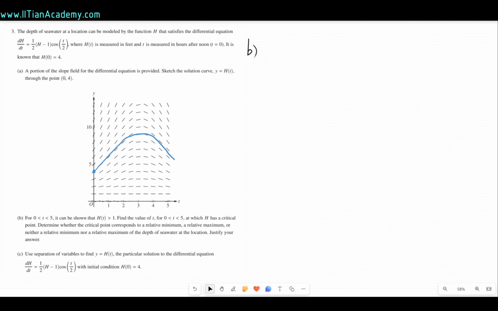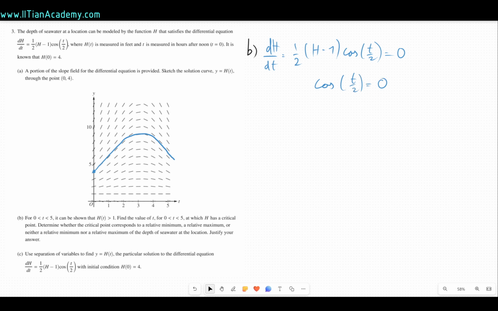So what we notice is that the differential equation is given in this form, where it's 1/2 times h minus 1. We are told that h is always larger than 1, and therefore this term here cannot be equal to 0, and then it will be multiplied with cosine t over 2. So if this cannot be equal to 0, then the only way this derivative can be equal to 0, so it has to be a minimum or a maximum, is if cosine t over 2 is equal to 0.